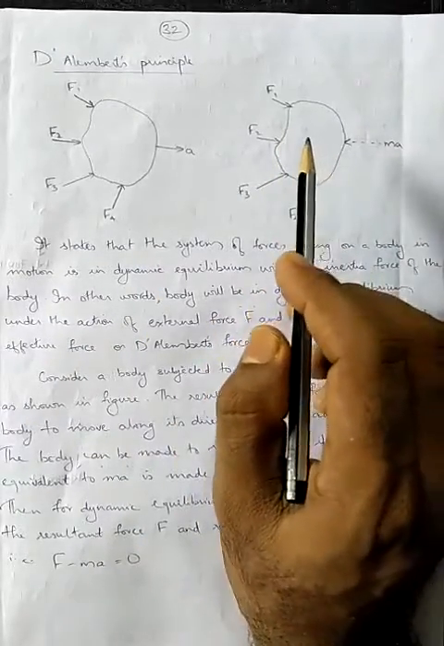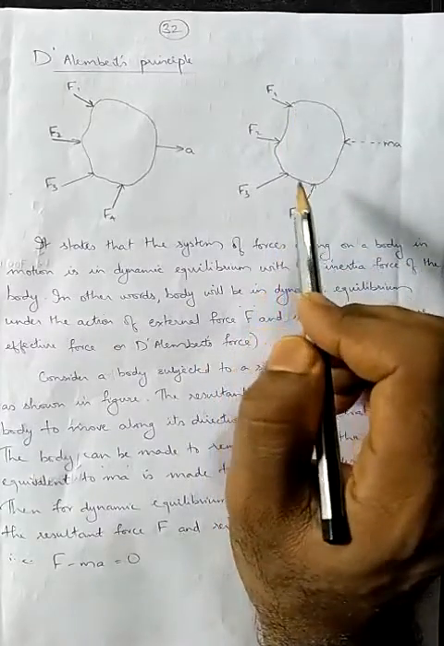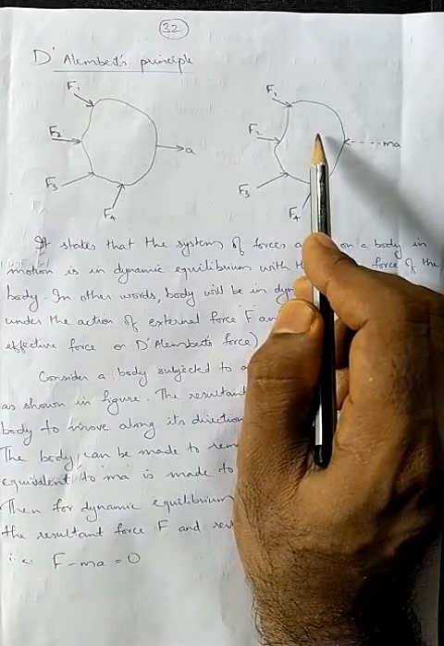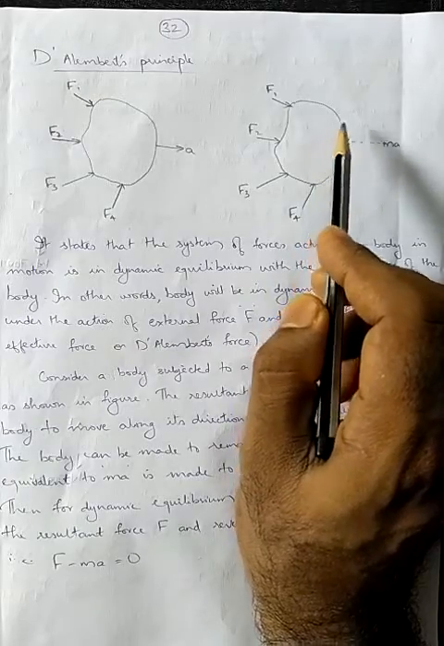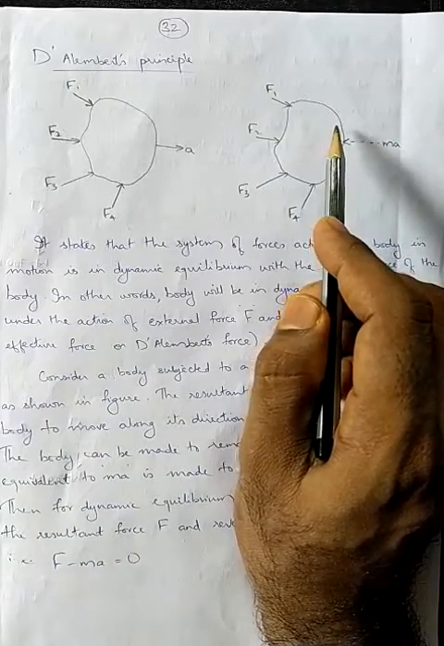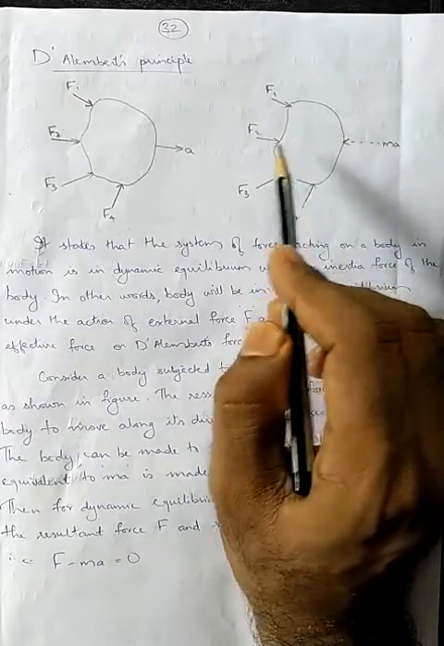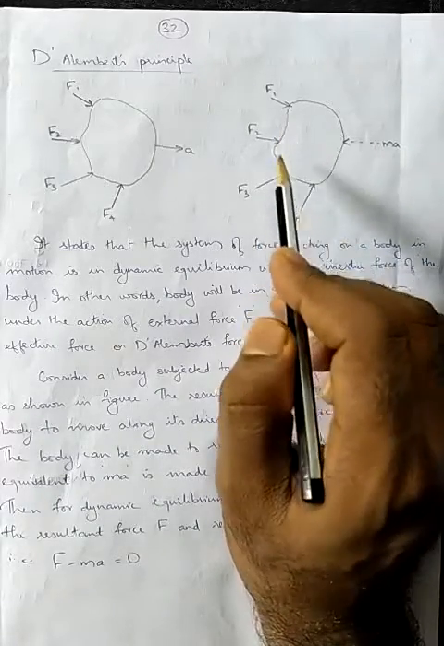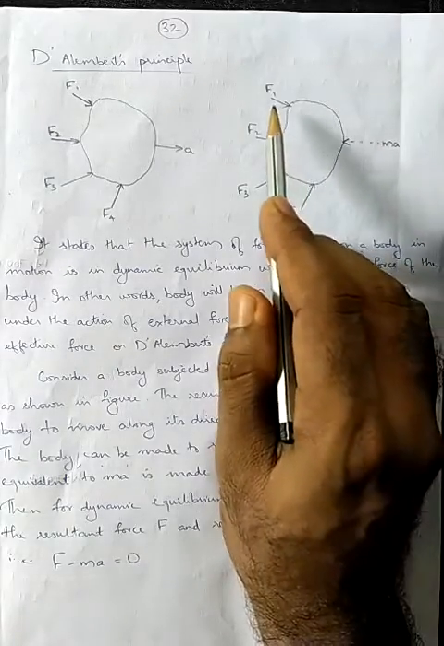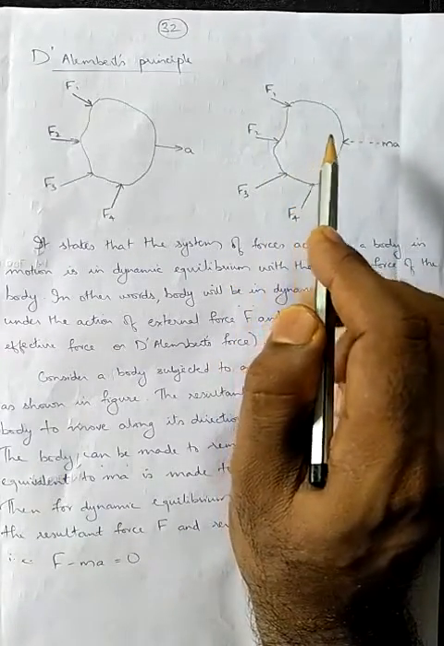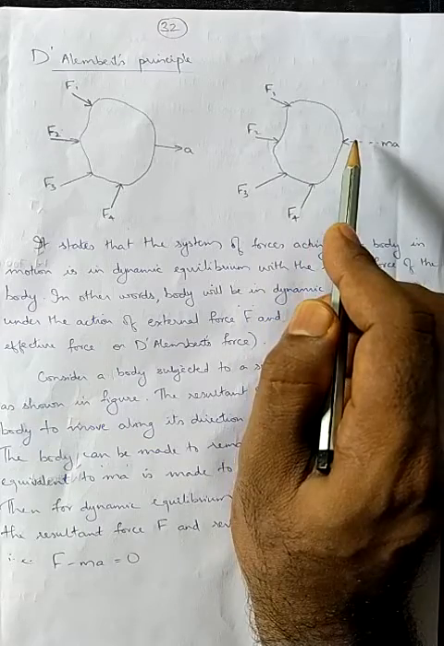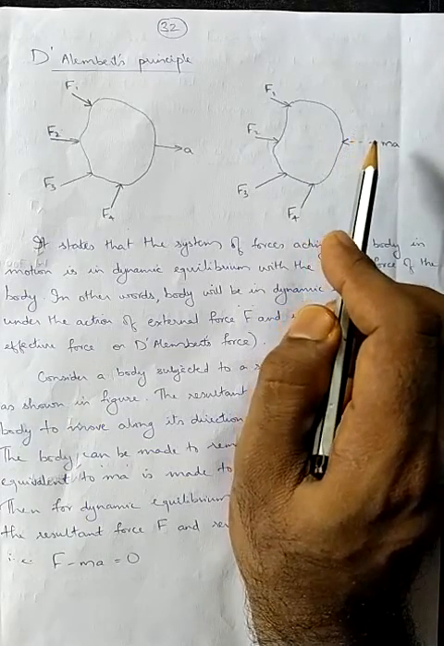Consider the same body which is acted upon by different forces F1, F2, F3 and F4. Normally it will be moving towards the right. Now if this body is to remain in static equilibrium, what should be done? We should apply an imaginary or virtual force in the opposite direction. Or in other words, as the body is in motion, for the dynamic equilibrium of the body, if the net force is in this direction, there should be an opposite force in the other direction, and this opposite force is termed the inertia force, which is equal to m into a.